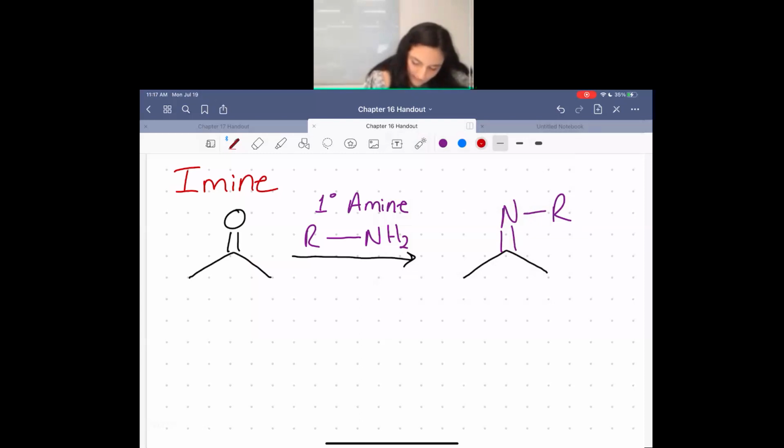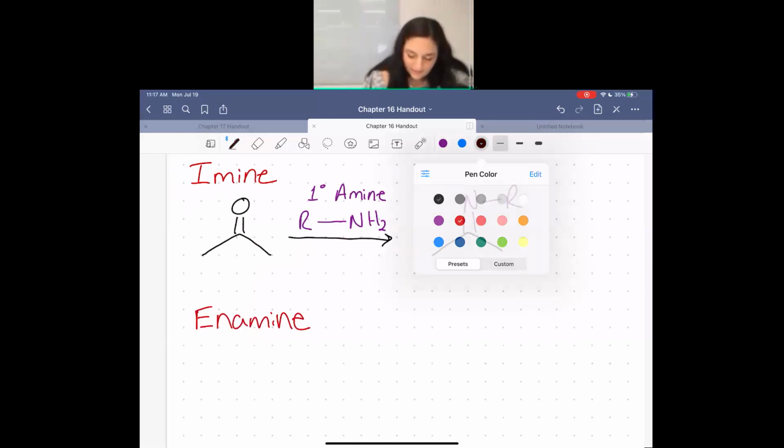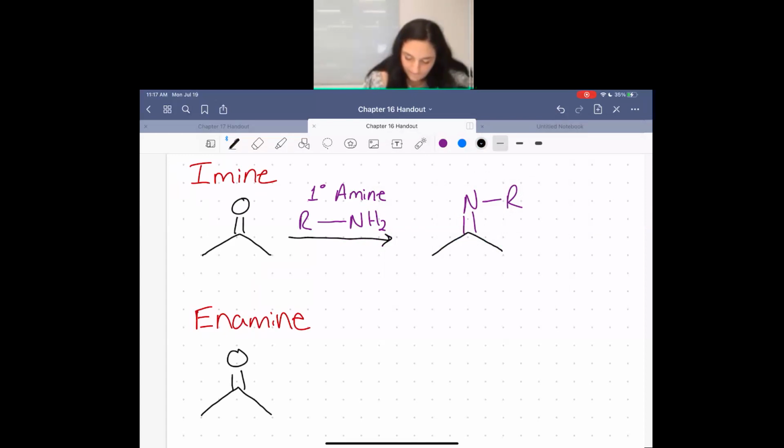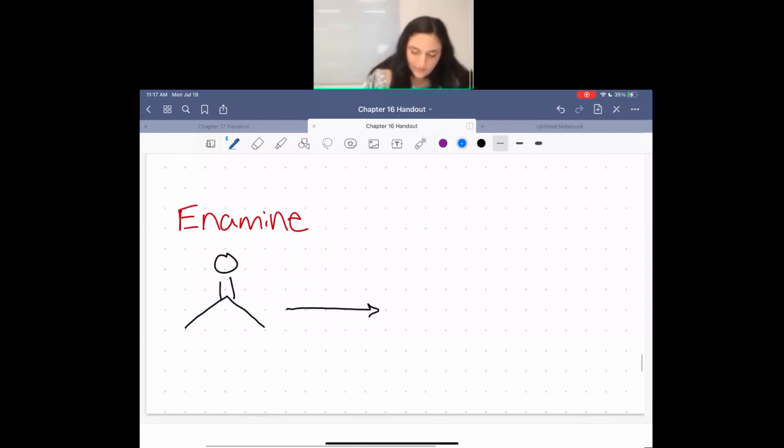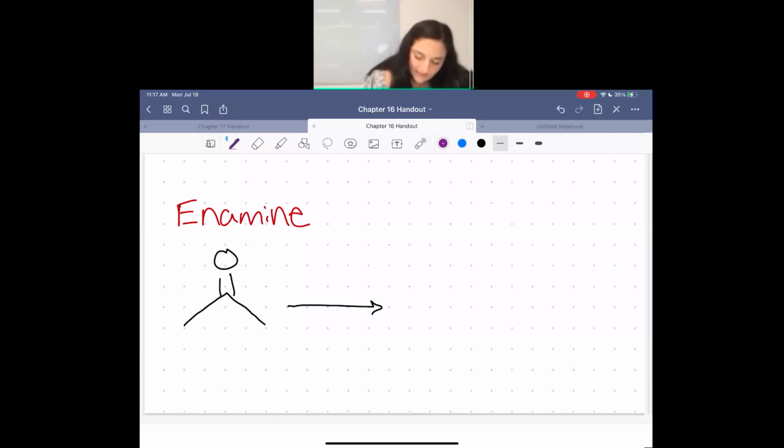And the enamine is similar to the imine, but what is the difference in reagents? Actually, before you tell me, I forgot to write any catalyst is good here, so I'm just going to write cat. And yes, you guys are totally right. We need a secondary amine. So I'm going to scroll a little bit. We have secondary amine, which looks like so. And again, we're going to have any type of catalyst.